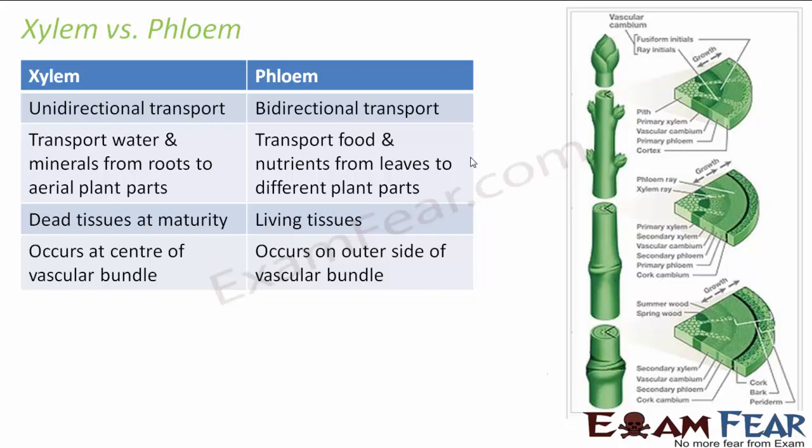Xylem occurs at the center of the vascular bundles, whereas phloem occurs on the outer side of the vascular bundle. So you can see here, this is how a vascular bundle actually looks like. This is the cross section of a vascular bundle. So if you see, these are the xylems. These are the layers of xylem, and the outer layers are the layers of the phloem. So the xylem lies towards the center and the phloem lies towards the outer side.